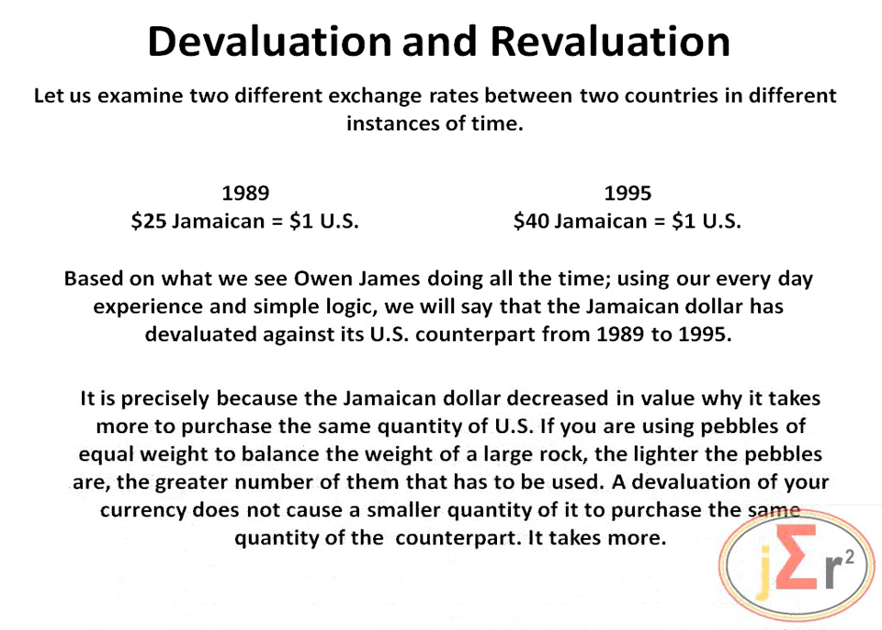It is precisely because the Jamaican dollar decreased in value why it takes more to purchase the same quantity of US. If you are using pebbles of equal weight to balance the weight of a large rock, the lighter the pebbles, the greater the number of them that you will have to use. A devaluation of your currency does not cause a smaller quantity of it to purchase the same quantity of the counterpart. It takes more.